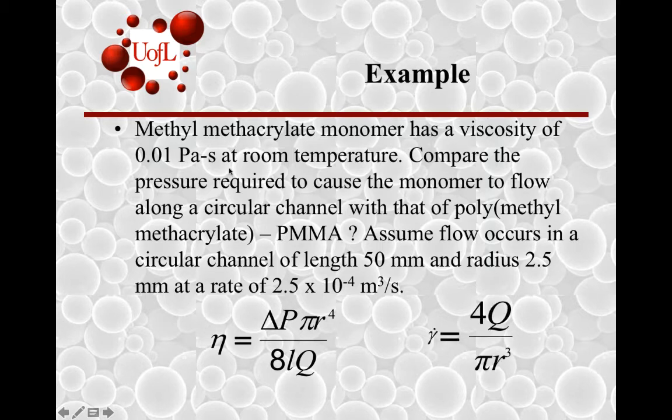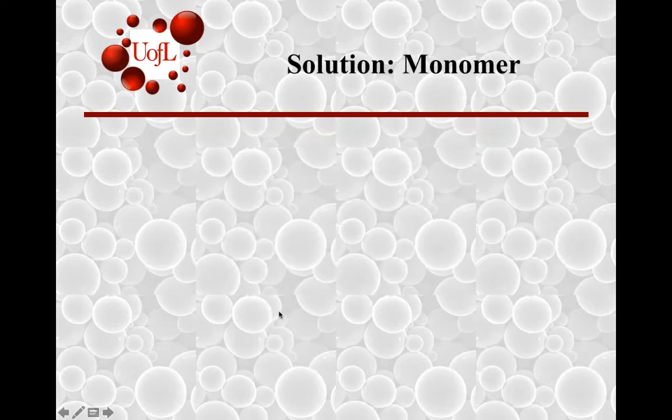In order to look at the viscosity of PMMA, which is not given, you will have to first estimate the shear rate from the flow rate and the radius, and then go back to the plot that we looked at to estimate viscosity. Then, for the same volumetric flow rate and the same cylinder geometry, you can find the delta P. Let's take a look at the solution in practice.